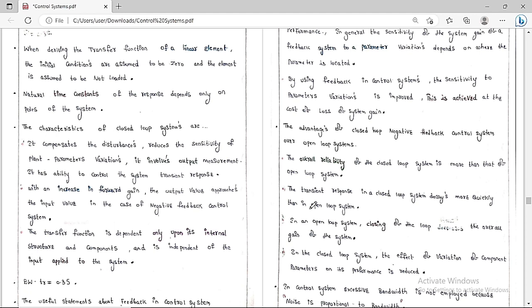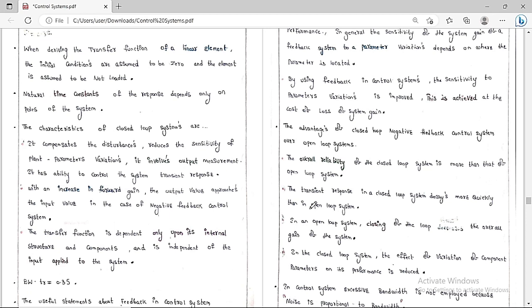Now we'll discuss some important characteristics of the closed loop systems. It is going to compensate the disturbance, reduce the sensitivity to plant parameter variations, and involve the output measurement. It has the ability to control the system transient response. With an increase in the forward gain, the output value approaches the input value in the case of a negative feedback control system. The transfer function is dependent only upon its internal structure and components and is independent of the input applied to the system. Listen carefully. Let me tell you some facts regarding the characteristics of the closed loop system.